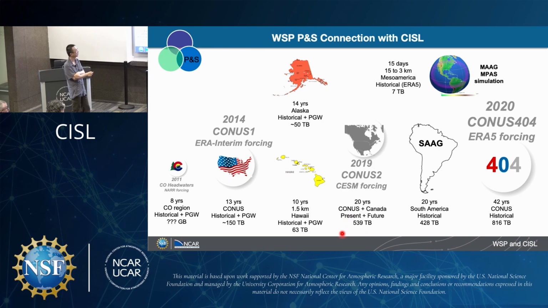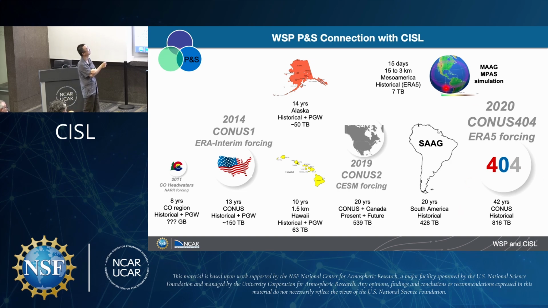So 20 years is, in my opinion, still manageable, but getting to CONUS 404, just historical is close to 1 petabyte. That gets to the territory where it's hard for users to access and analyze the data. And SAC data right now, the historical version is on, and we're planning to get the PGW on as well. The PGW of CONUS 404 is also, together with SAC, under planning.